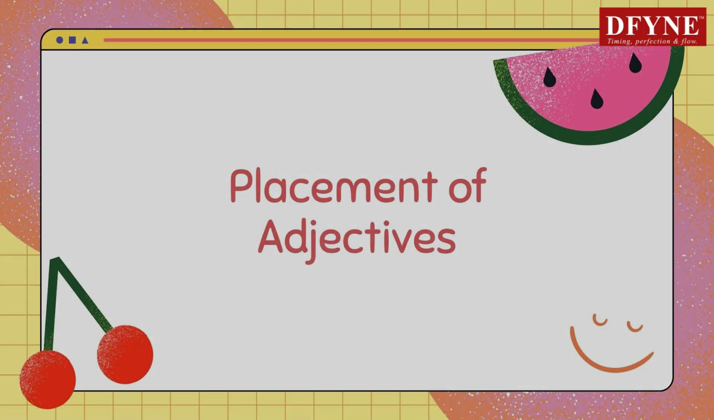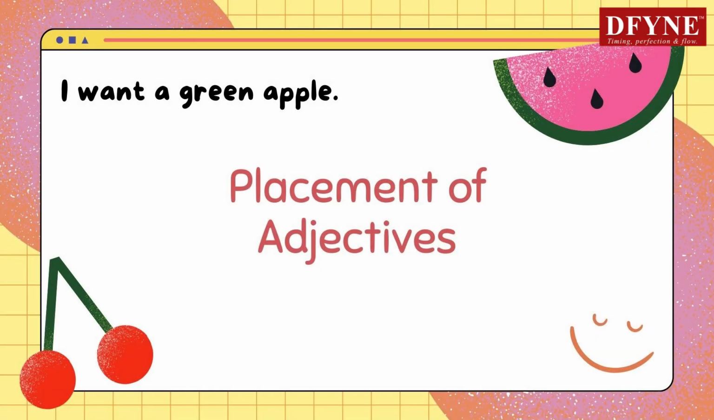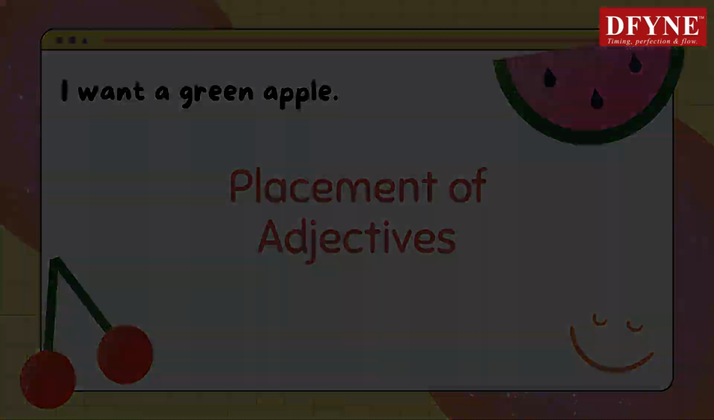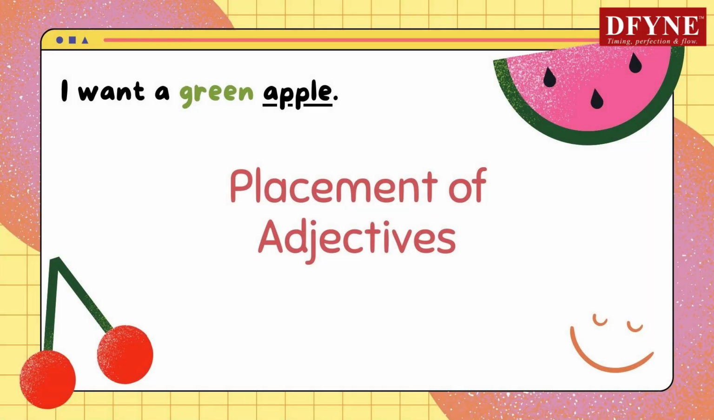Now, placement of adjectives is also paramount. You will find adjectives modifying a noun right before it, unless it is used right after a verb. For example, I want a green apple. Here, green is the adjective that describes the noun apple. Sometimes you will also find adjectives used as the complement of linking verbs as well. This is also correct. For example, this apple is red. Here, red is used after the linking verb, is, but is still describing the noun apple.